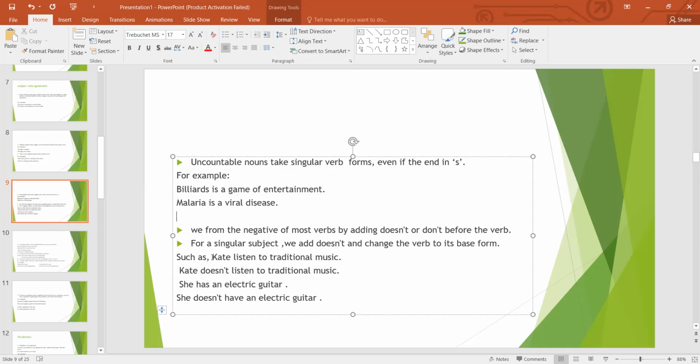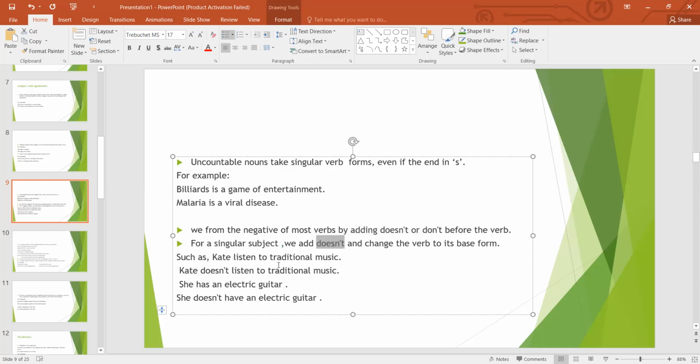For example, Kate listened to traditional music. Kate is singular, of course, and the verb is also singular, right? But if we talk about this sentence in a negative way, how can we write it? We can write it in this way: Kate doesn't listen to traditional music, right? Because Kate is singular, and we use doesn't.